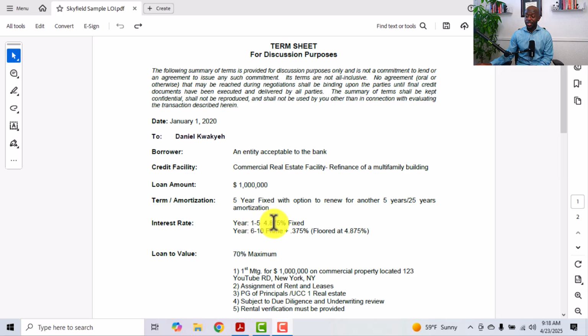So you'll see here the interest rate is going to be fixed for 5 years at a rate of 4.8%. And then from years 6 to 10, it's going to adjust, and it's going to be whatever the prime rate is plus 0.375%. And the floor is going to be this interest rate over here.